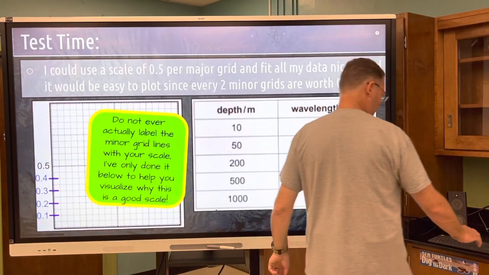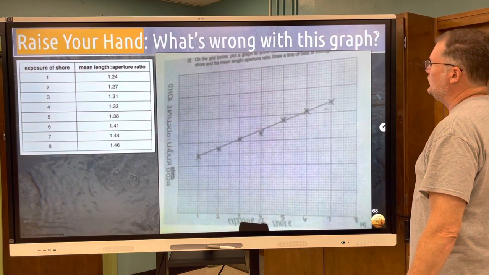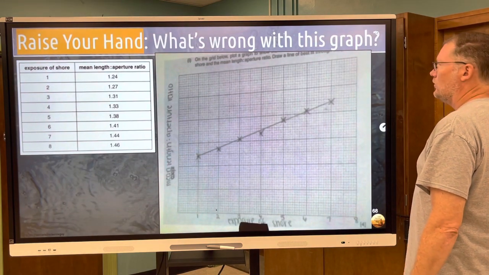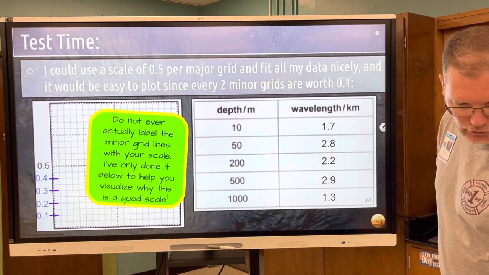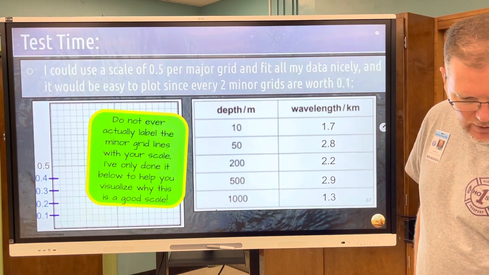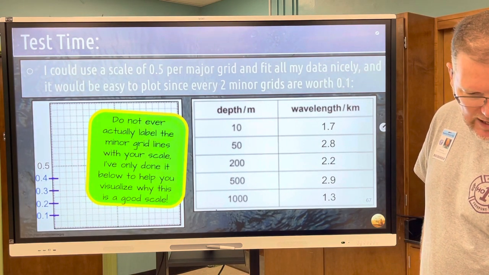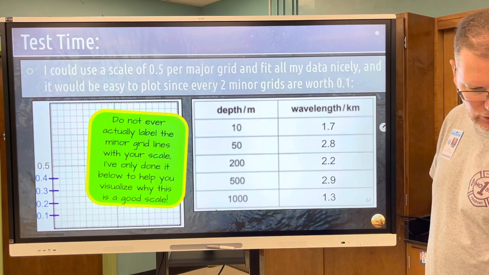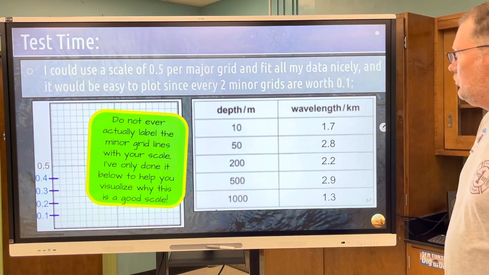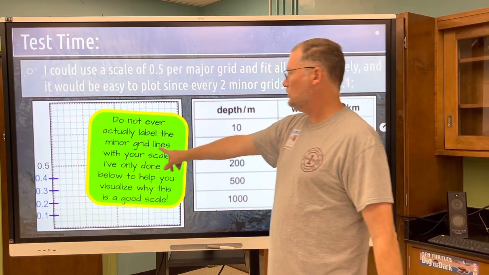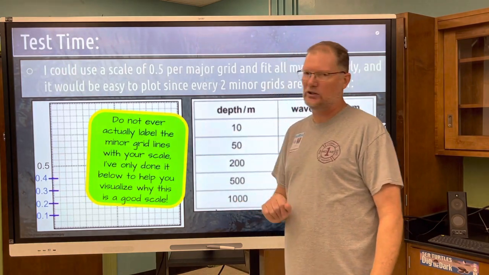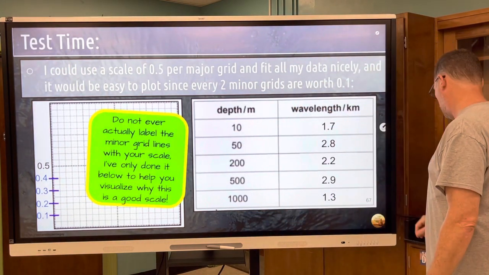I made a note, I circled in your notes that you don't do that, okay? So if you look on page 8, okay, I circled that you don't ever actually label the minor grid lines. That's just there for clarity for this presentation, okay?